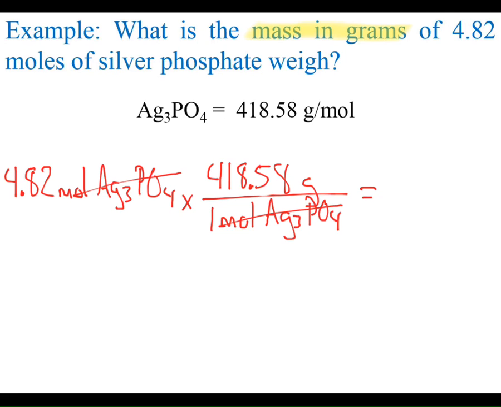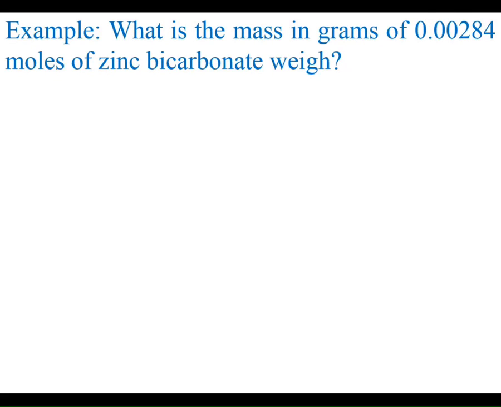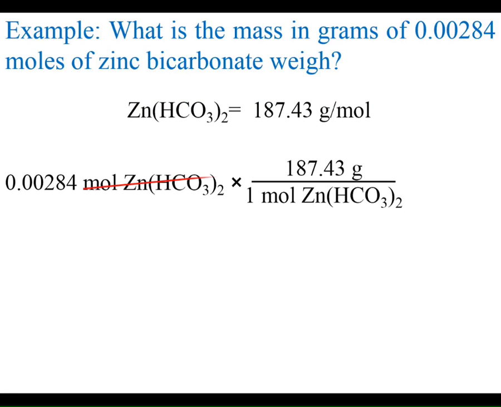So 3 sig figs and 5 sig figs, going to be 3 sig figs. All right, work this out. What did I get here? 2.02 times 10 to the third grams. Okay. Would you just leave it as grams?